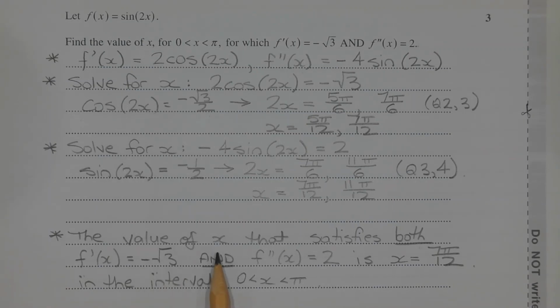Now the value of x that satisfies both f dash of x equals negative square root of 3 and f double dash of x equals 2 is x equals 7 pi over 12 in the interval x greater than 0 and less than pi. So that's these two values.